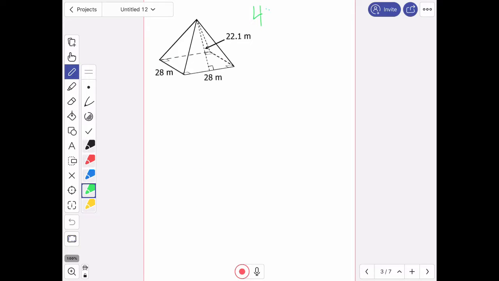Number 4, I'm finding the surface area again of a square or rectangle. No, it's a square, a square pyramid. So the surface area formula for this shape is going to be 1/2 times the slant height times the perimeter plus the base area. Okay, and that uppercase B again means that base area.